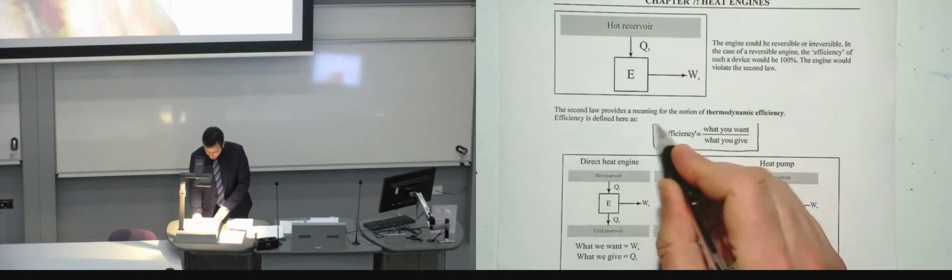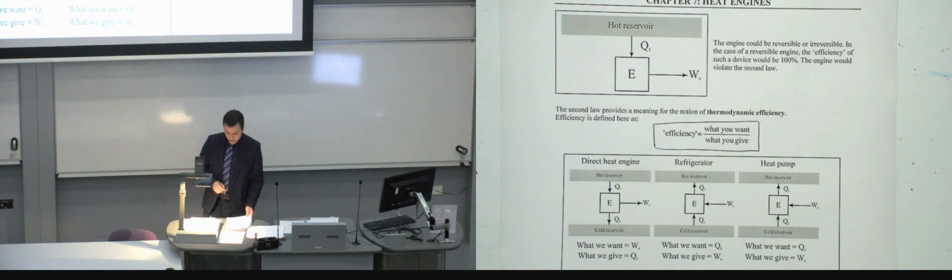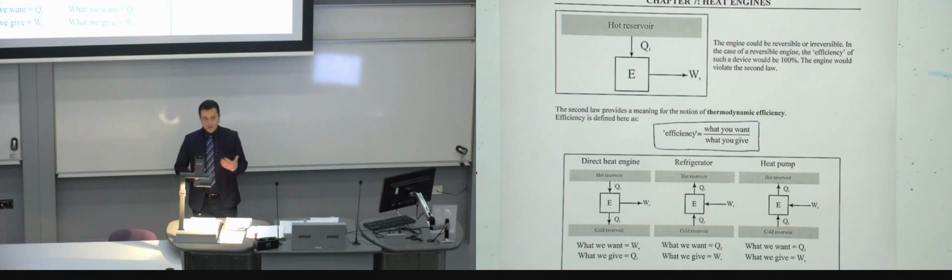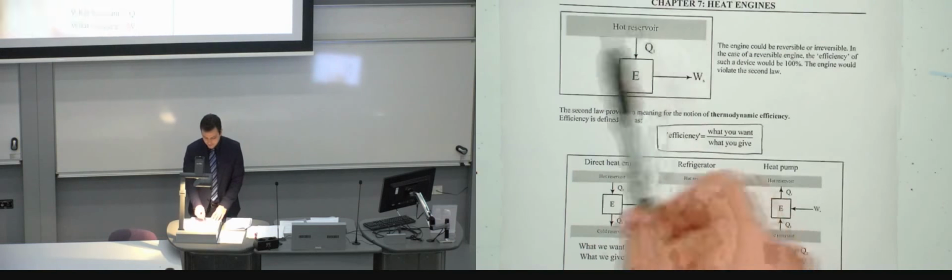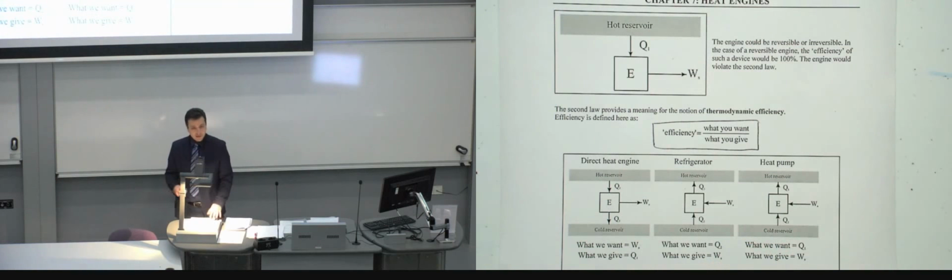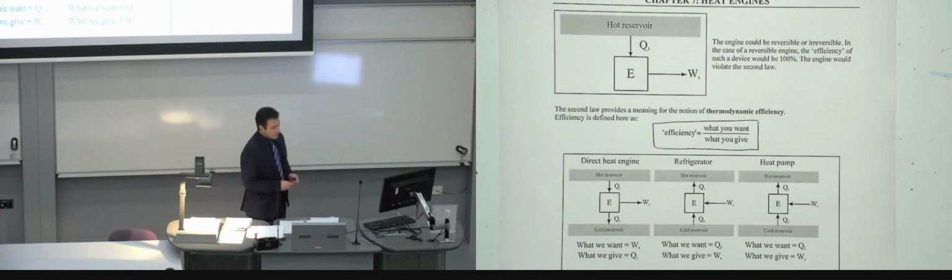So that's the generic one. Now, if you look at the sort of impossible heat engine based on the second law, this is the example which we know it's not possible under the second law. In this example, your efficiency will be 100%.